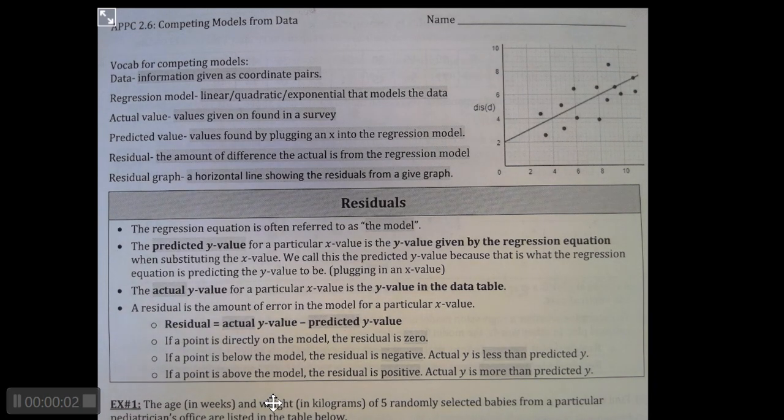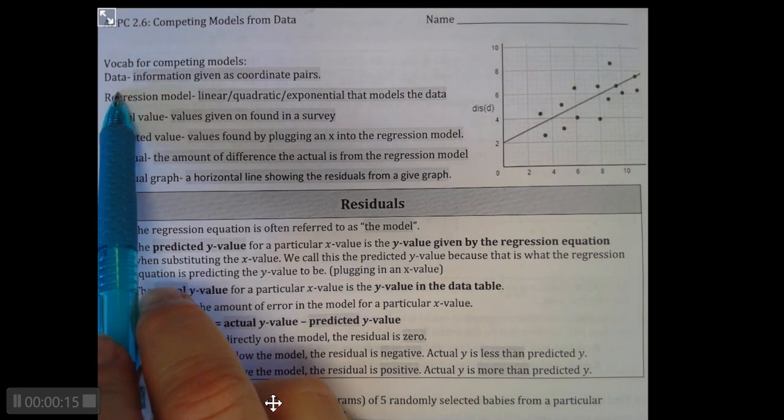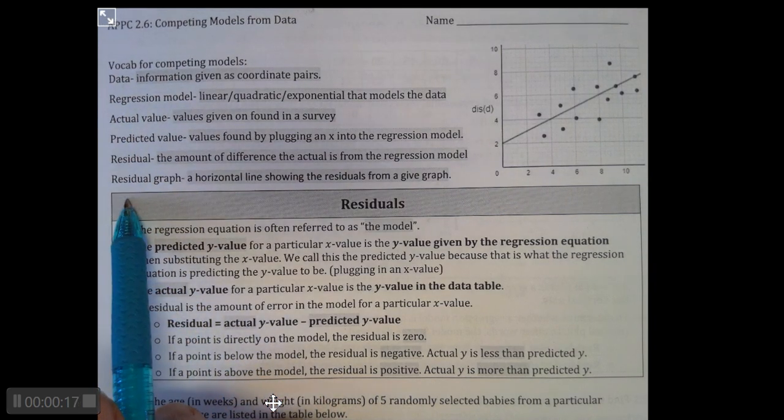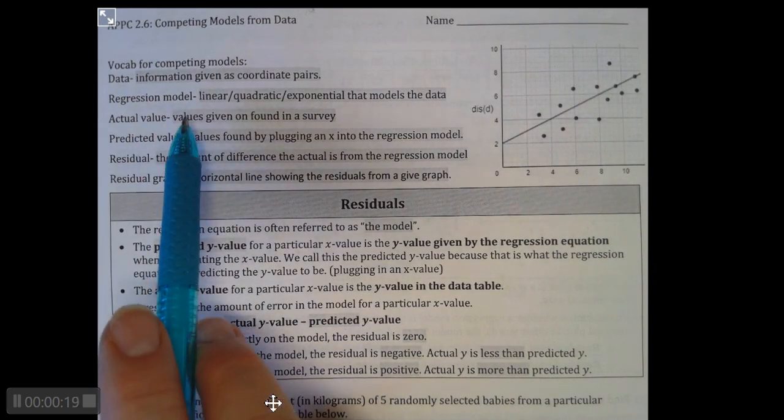Okay, AP Pre-Calculus students, let's get going on 2.6, competing models from data. And we're going to be looking at different models and different data regression models today. So first thing what I want to do is start off, and you can pause the video, but I want you to fill these in real quick.